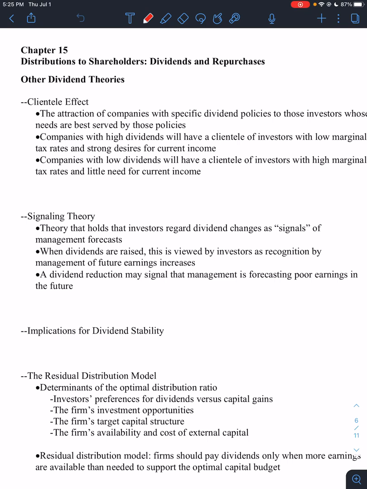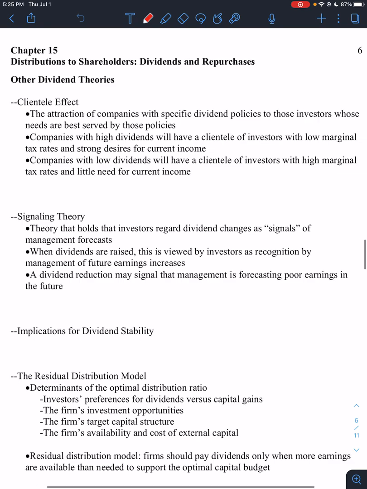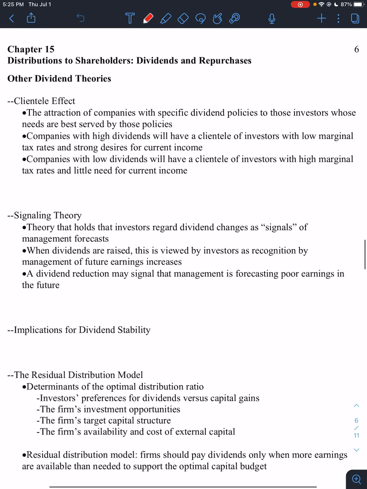All right, some more dividend theory. So, two effects that we definitely think play a part in dividend policy. First one being what's called the clientele effect. And basically, it is partially a tax argument, partially not a tax argument.